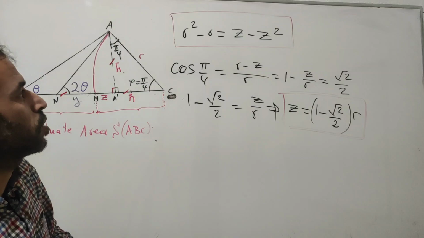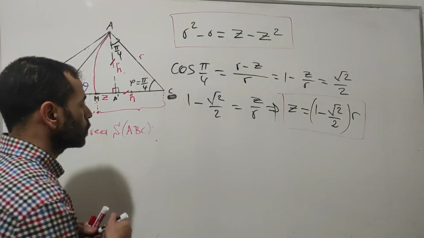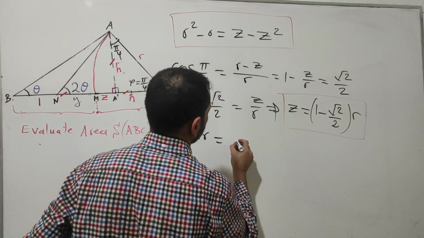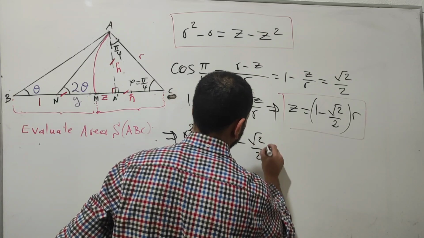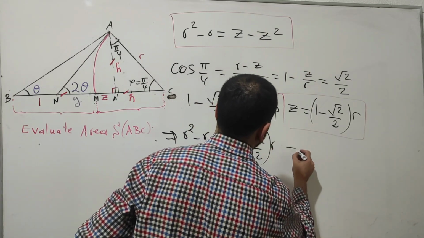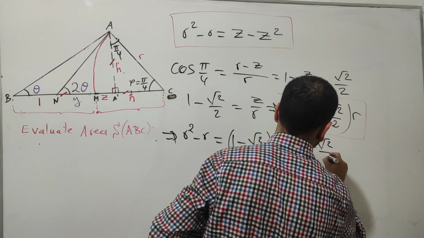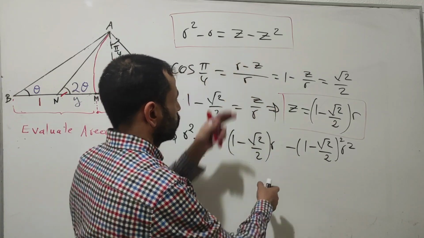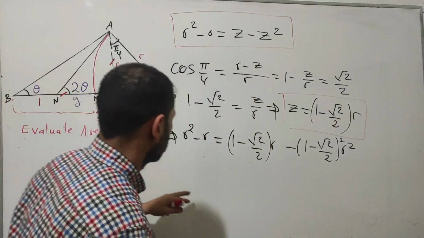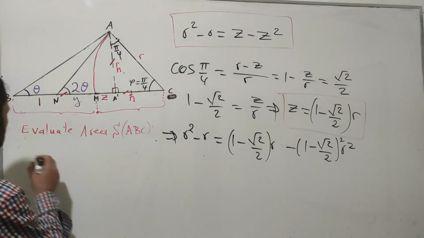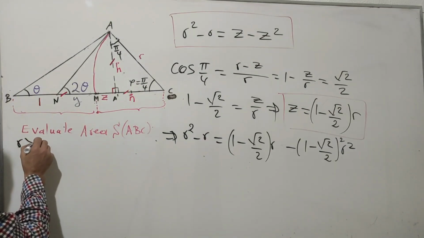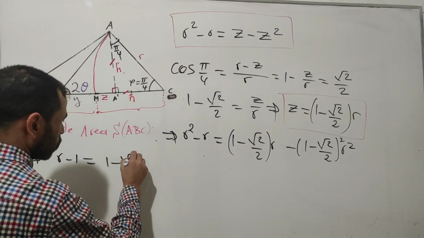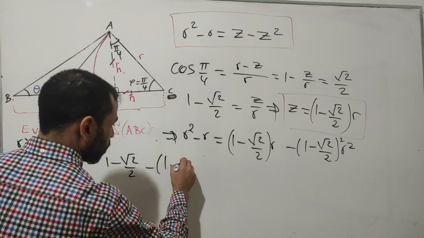Let's take this one and insert it back into the original equation, this one. Okay, so replacing z here, I get r square minus r, which equals (1 minus square root of 2 over 2) r minus (1 minus square root 2 over 2) r square. Okay, so after replacing this one into this one, we get to this one here. Now, since we have r everywhere, I'm going to cancel one of the r, because you know r is a distance, always strictly greater than 0. Okay, so I will have r minus 1, which equals (1 minus square root 2 over 2) minus (1 minus square root 2 over 2) r.